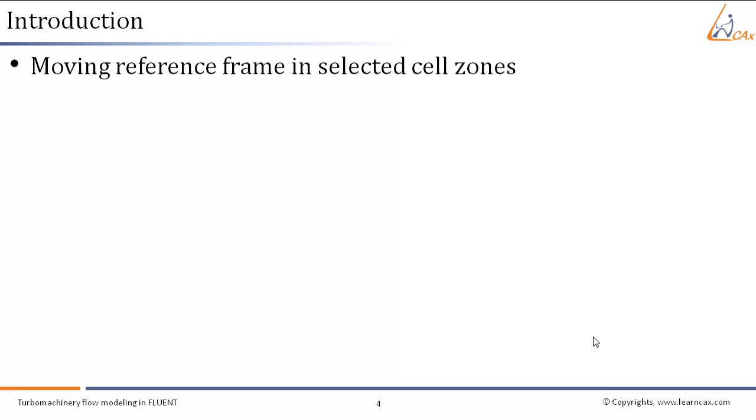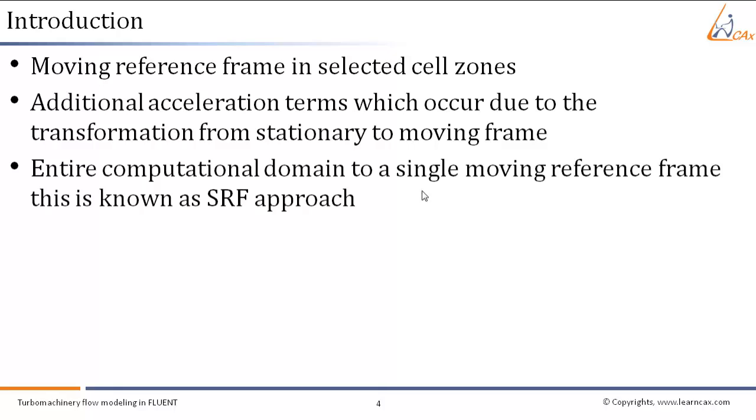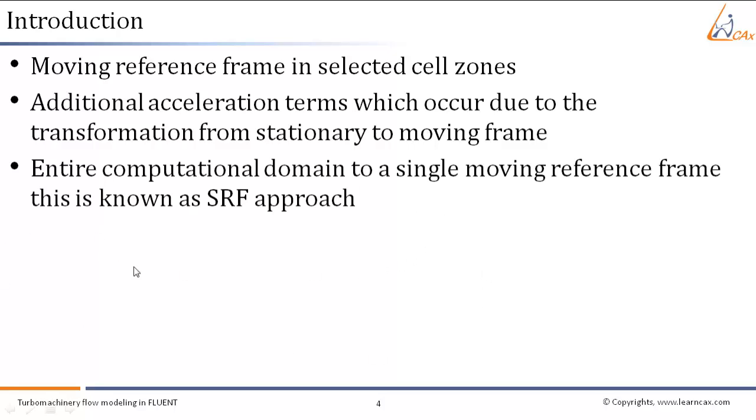So for such problem, moving reference frame is defined or selected in cell zones. Because of the definition of the moving reference frame, additional acceleration terms occur, and since we transform the stationary reference frame to the moving reference frame, this is the way to model rotating machinery flows by defining a moving reference frame. When we consider single moving reference frame approach, there is only a single reference frame that is moving, and that is defined with respect to the entire computational domain. So entire computational domain is assigned to a single moving reference frame, and that is why it is referred to as a SRF or single reference frame approach.